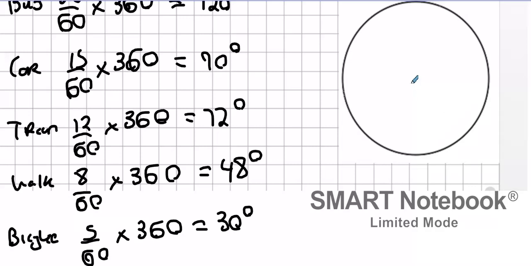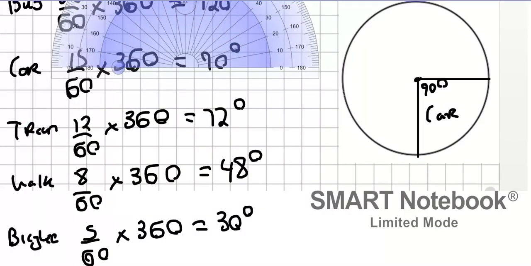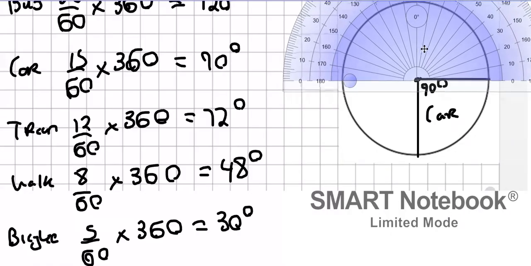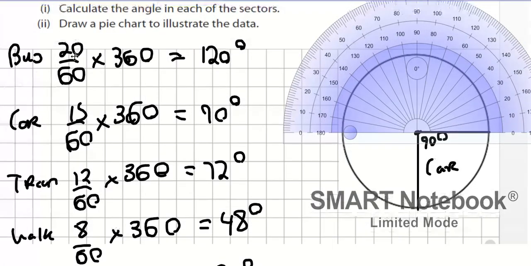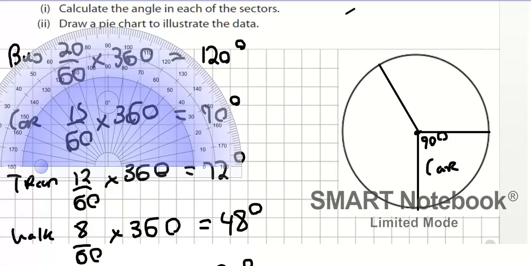Okay, here's going to be my center point. 90 degrees is really easy. It's just straight down. So I'll call that 90 degrees, and I'll call that the car. Okay, 120 degrees. I'll take out my protractor, and I'll get 120 degrees at the top. I'll draw a line going up towards it. So that's 120 right there, and that is the bus.